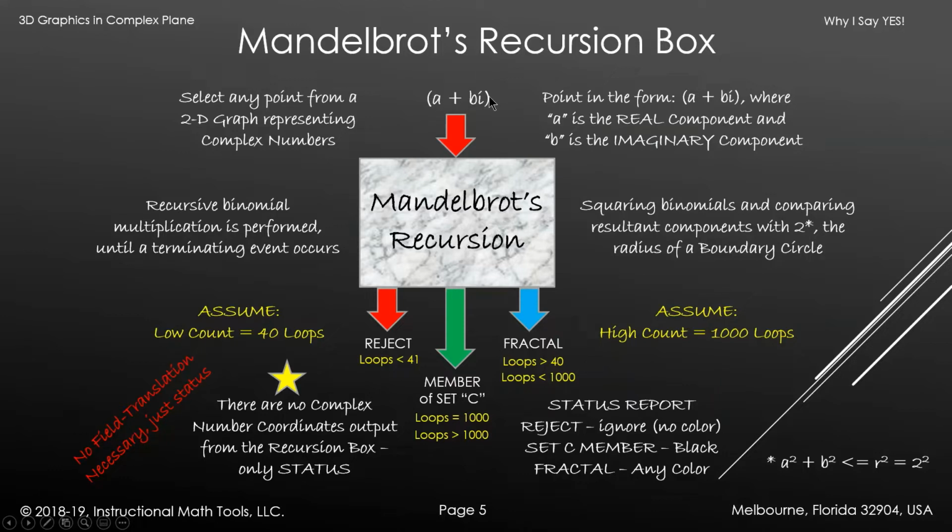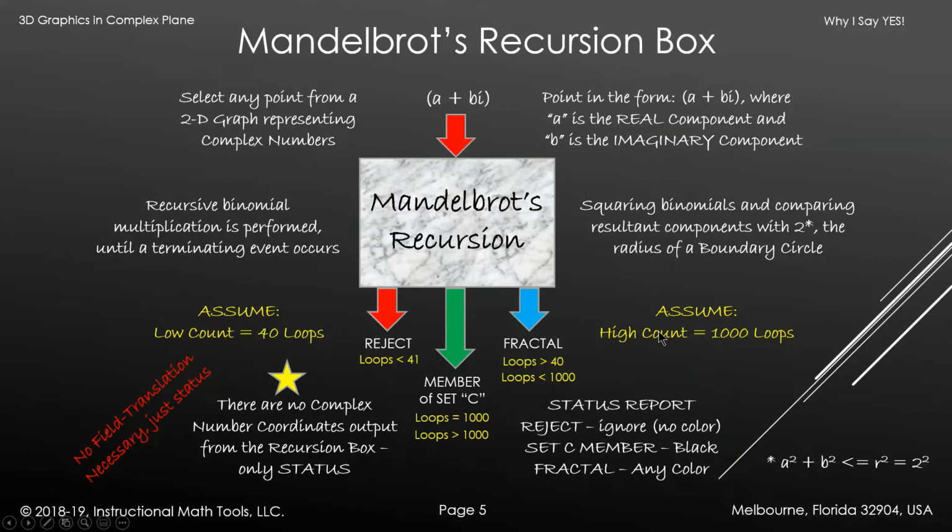You submit a complex point to it. It's got a real and imaginary side to it. You submit it to the recursion. There's squaring of binomials going on in there, and there's a boundary circle of radius 2 that's used to determine whether the cycle is to be terminated or not. And we have chosen, just randomly, 40 loops to be the low side and 1,000 loops to be the high side. These are negotiable and arbitrary, but this works rather well.